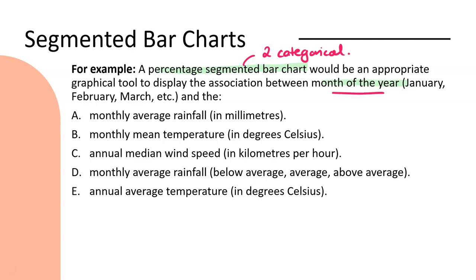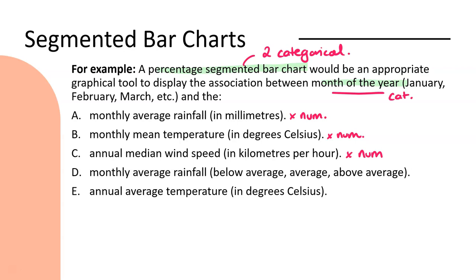Now, we already have one as a categorical, being the months of the year, and we need to identify out of these options a second categorical set. Okay, so monthly average rainfall in millimetres, no, that is numerical. Monthly mean temperature in degrees Celsius, again, numerical. Annual median wind speed in kilometres per hour, again, numerical data.